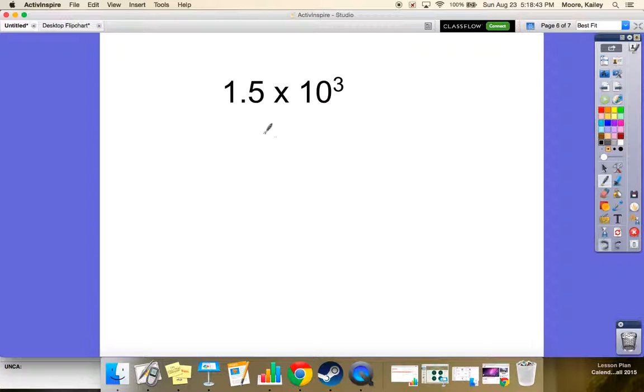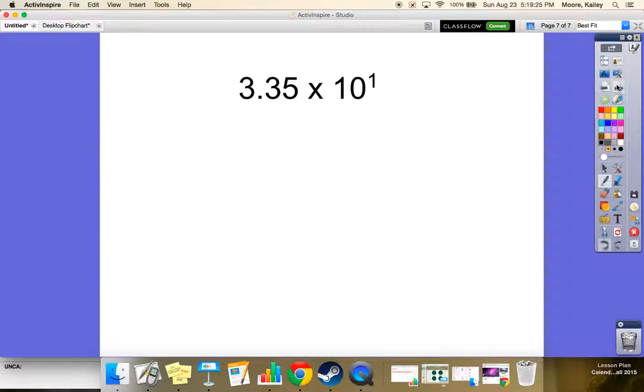Okay, so what you're going to do for this is you're going to write your number down. And then you're going to move the decimal the opposite way. And you're going to move it however many places the exponent says. So in this one, you have 3. So we're going to go 1, 2, 3. And we're going to put them back over here. And now you just fill in the gaps. So the correct number for this is 1,500.